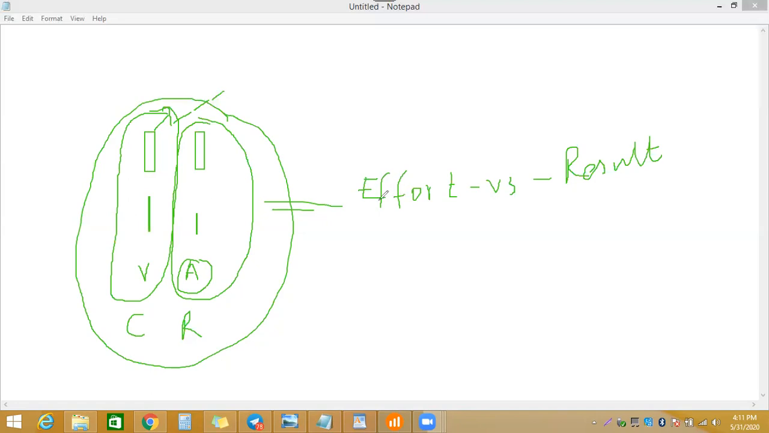Okay, so if effort and result are the same, we can say that is validation. If effort is less and result is high, there is an anomaly. Just understand anomaly as abnormal. In that case, we can consider that a reversal can happen.